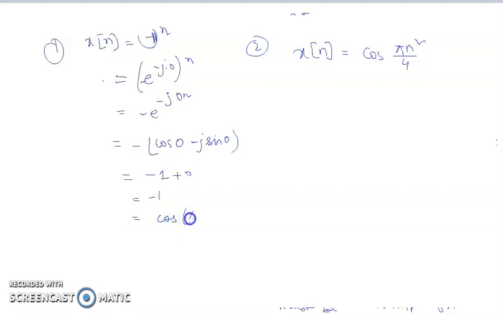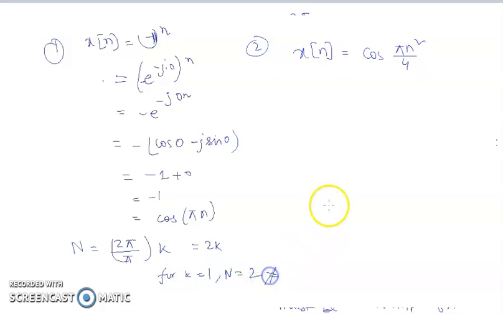or cos pi n. So cos 180 degrees is minus 1. We know that, for n is equal to 0, 1, 2, we can write this. So capital N is equal to 2 pi by omega, means pi into k. So 2k. So for k is equal to 1, N is equal to 2. This is the time period.